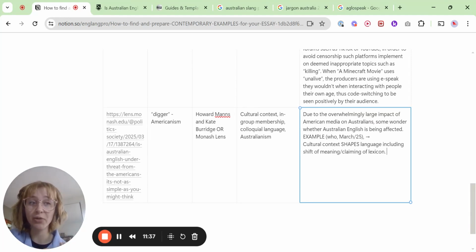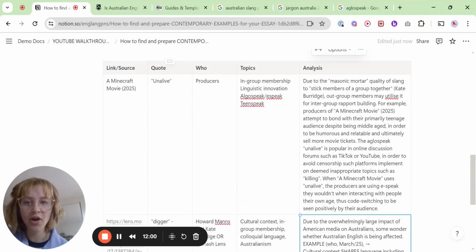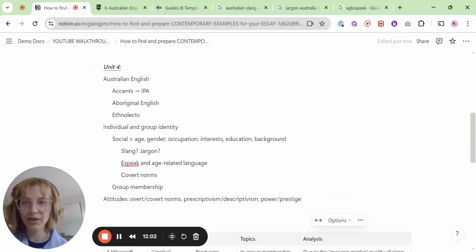So maybe I'm arguing in my essay that despite worries from Australians that our unique language is being threatened, we are able to adapt to borrowings and language infiltration to make it our own. So cultural context affects language rather than language affects cultural context. So those are just some ideas I'm throwing around. All right, let's have a look what else we want to talk about.